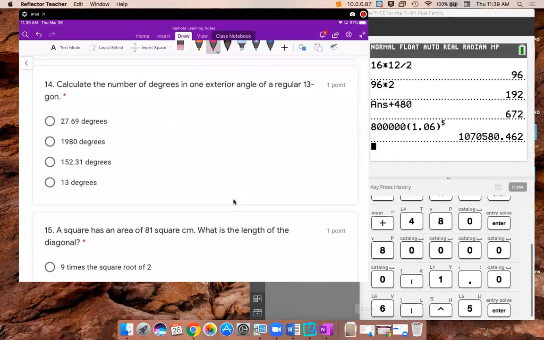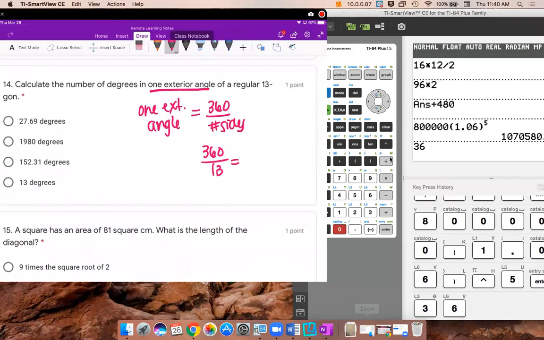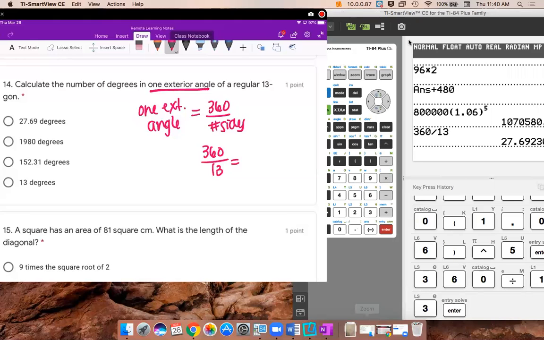Okay, this one wants one exterior angle, which is different than an interior angle. So remember, to get one exterior angle, we take 360 degrees and divide it by the number of sides. So I take 360 divided by 13, and you get 27.69 degrees. So the answer should have been 27.69.